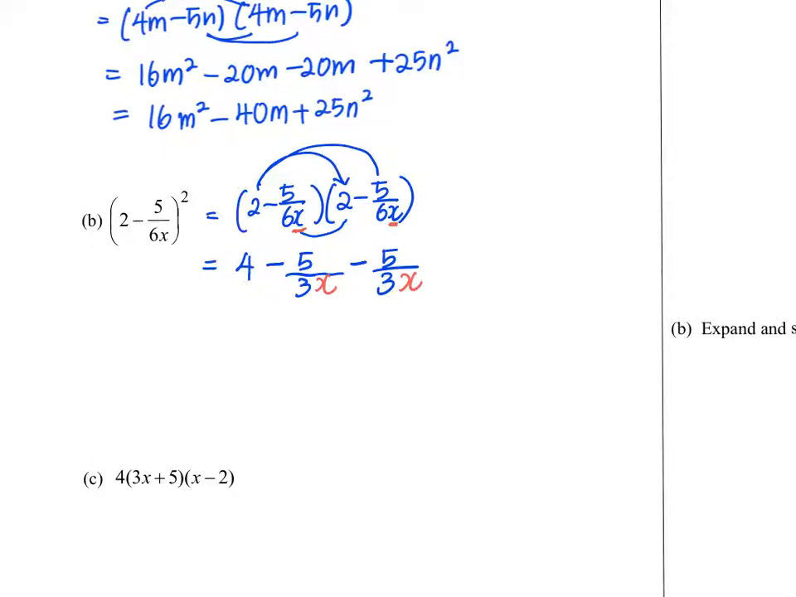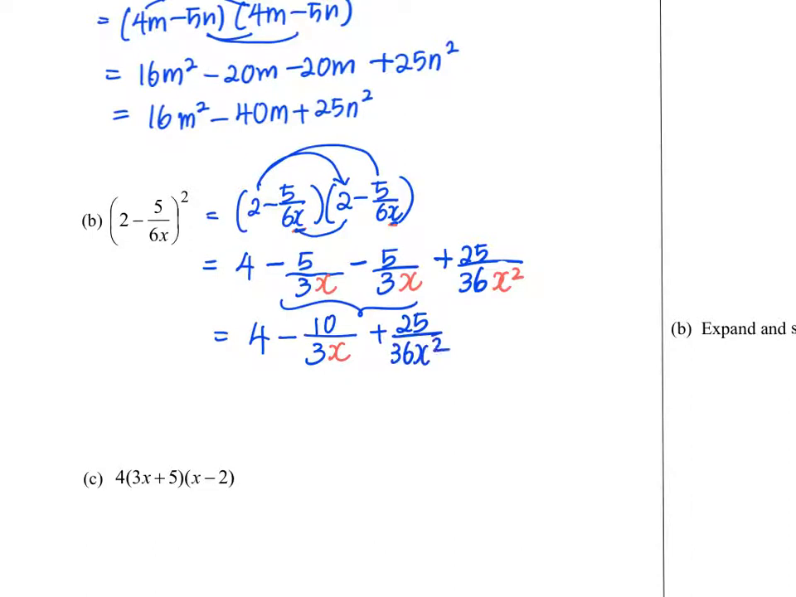And last but not least, negative times negative, positive, 5 over 6 times 5 over 6. That will give me 25 over 36. Then x times x will give me x squared in the denominator. So what are the terms that we can add up? Only these two terms over here are similar. So this will give me minus 5 over 3 minus another 5 over 3. That gives me, in improper fraction please, for algebra, don't write mixed number, negative 10 over 3, and x is now in the denominator, plus 25 over 36 x squared. So this will be the final answer. Have you gotten the concept?